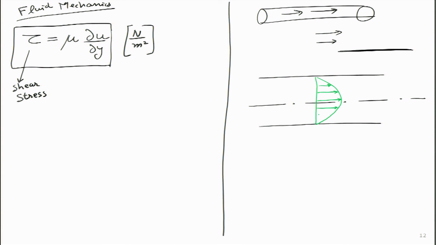These arrows' length indicates the magnitude of the velocity over here. If I put the axis over here as r, because it is a pipe, so I am talking in terms of radius and distance along the x axis, then I can say this velocity u is actually a function of r in the case of fully developed flow.